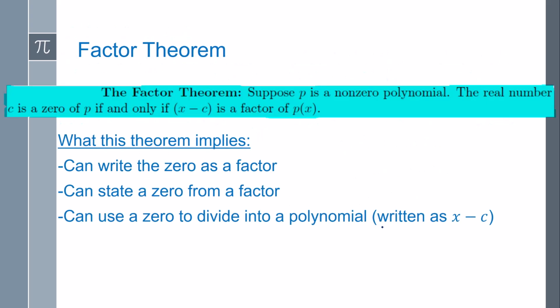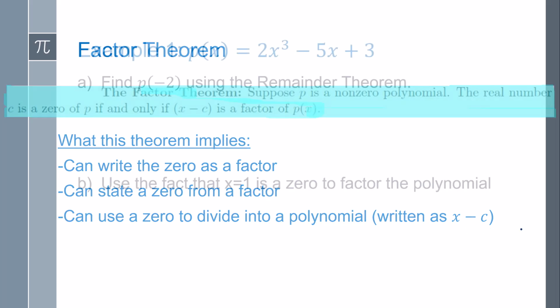That leads us to the next theorem, which is the factor theorem, that says suppose p is a non-zero polynomial, the real number c is a zero of that polynomial if and only if x minus c is a factor of it. So this implies that we can write the zero as a factor. If I know what the zero c is, I can write it as a factor, x minus c. I can state a zero from a factor, so if I have x minus c, I could say that my zero is c, and I can use a zero to divide the polynomial written in that form of x minus c. So I can use zeros to be able to do it.